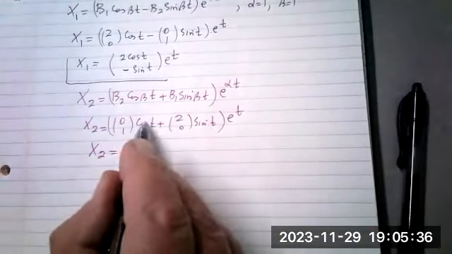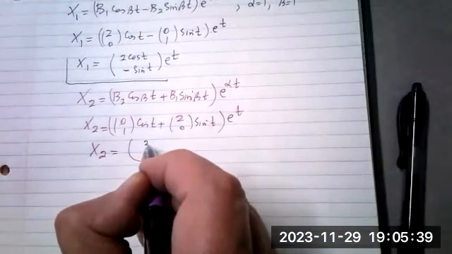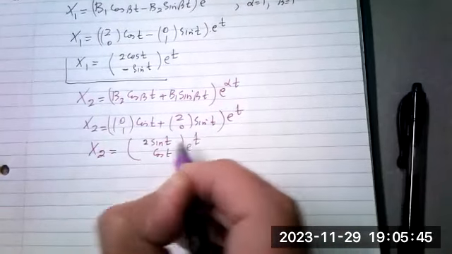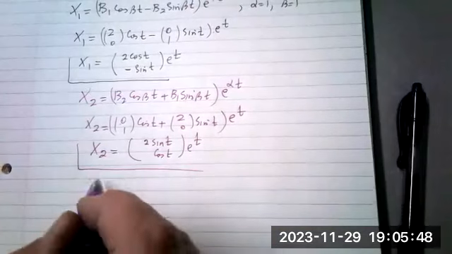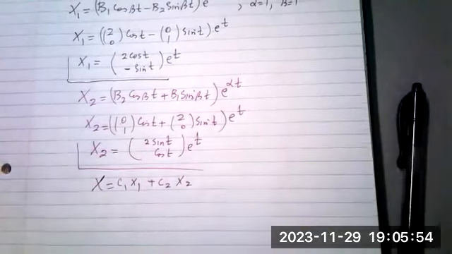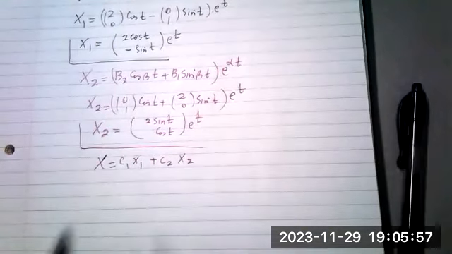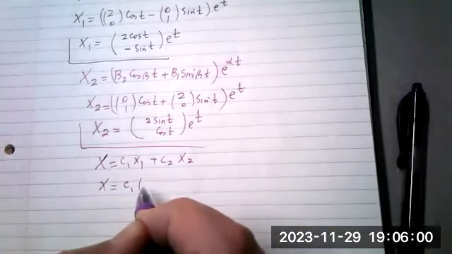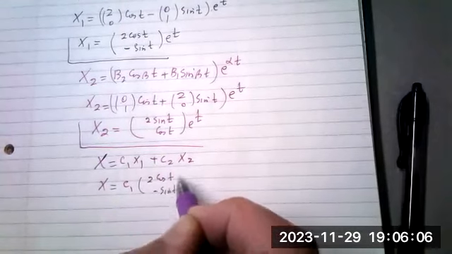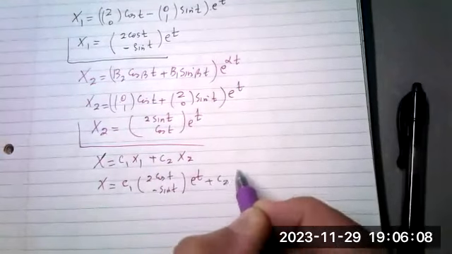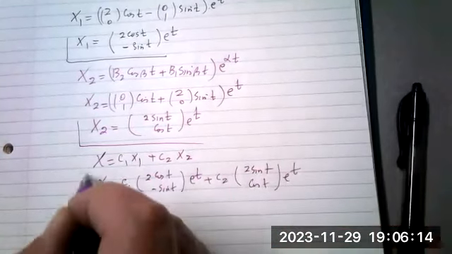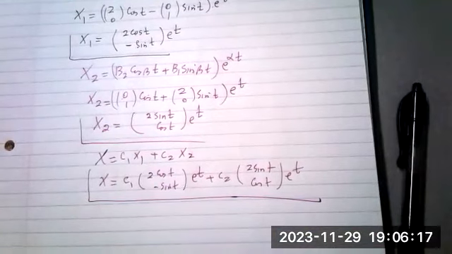So you find the x2. The first component is 0, and the second component is 2 sine t... The x2 is (2 sine t, cosine t) e to the t. There you are. The final answer is C1 x1 plus C2 x2. Written down, it's C1 (2 cosine t, negative sine t) e to the t plus C2 (2 sine t, cosine t) e to the t.